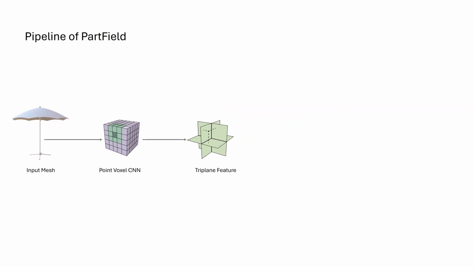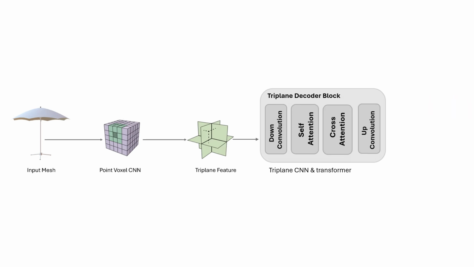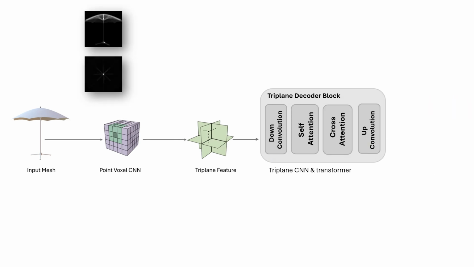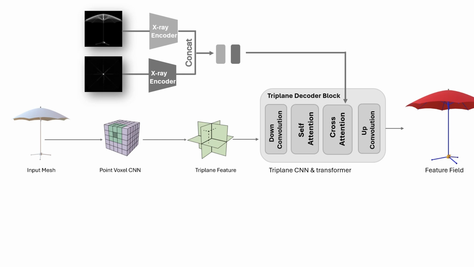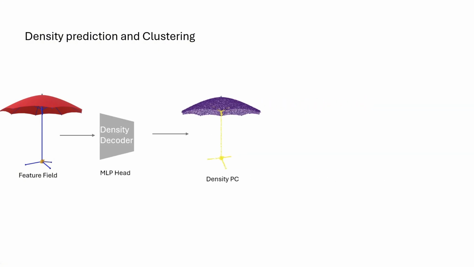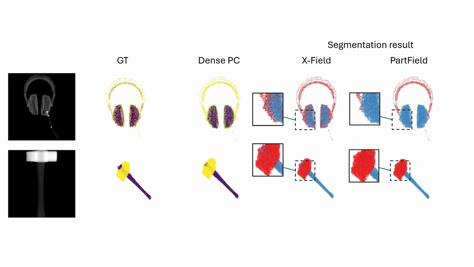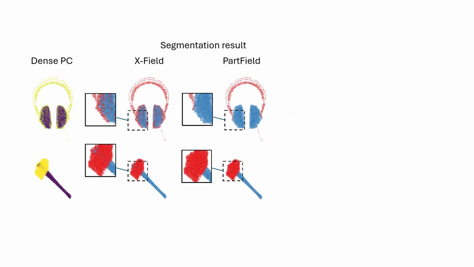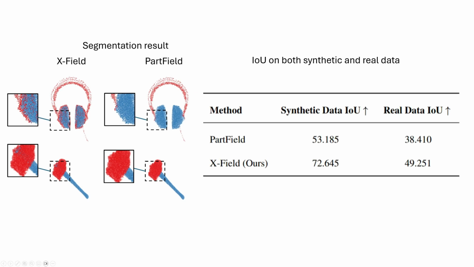PartField takes a mesh as input and generates a triplane feature. We additionally take the X-ray image as a condition and cross-attend the original triplane latent on the X-ray latent. We then train an MLP head to decode density and apply k-means clustering to segment the given volume. We find that conditioning on X-ray leads to better segmentation results on both synthetic and real data.